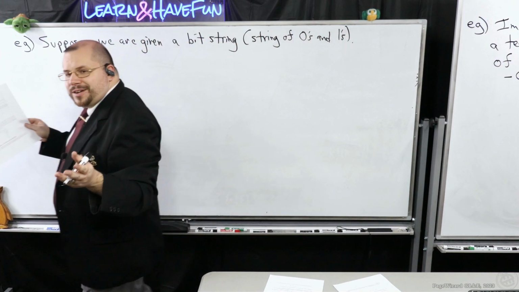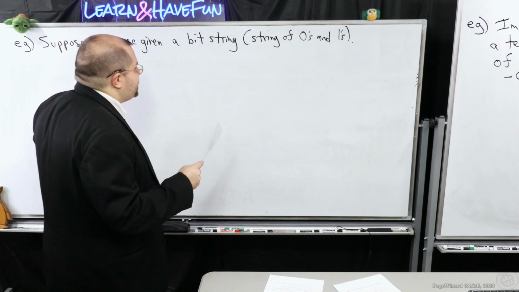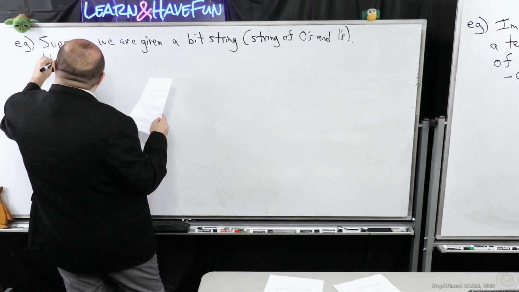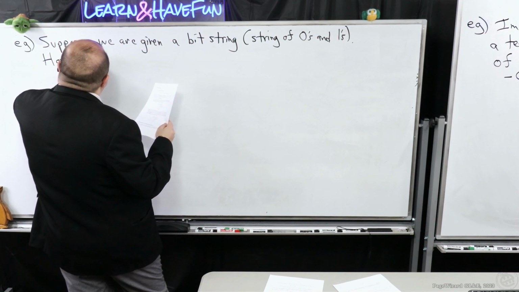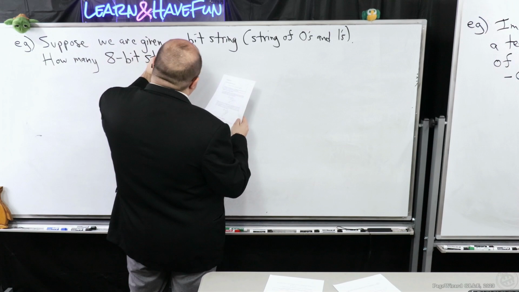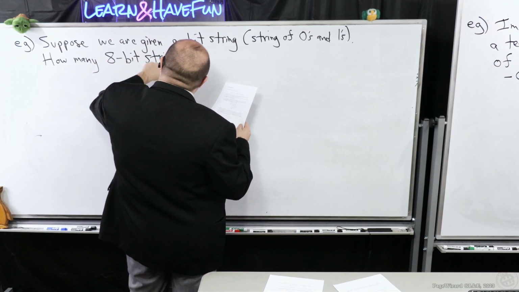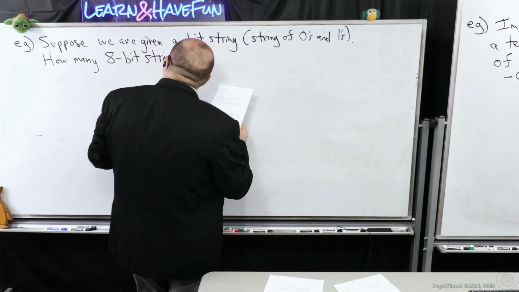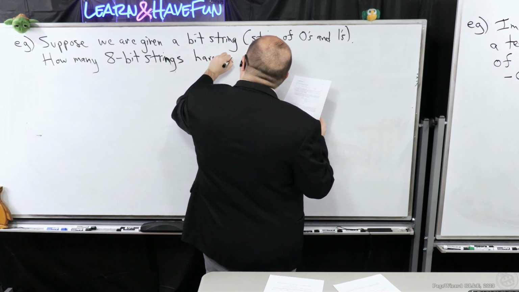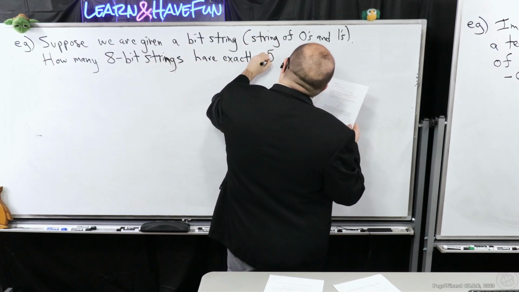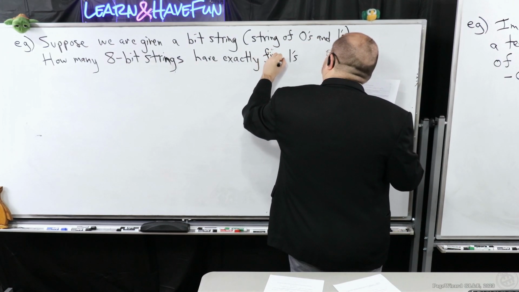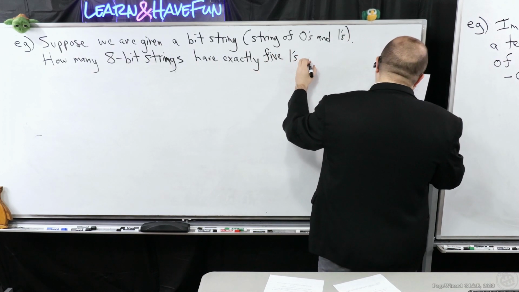So let's ask a question based on how many bits I'm going to use. A bit is just either a 0 or 1. So how many 8-bit strings? I must stress that that is going to be a byte, because we have 8 bits. How many 8-bit strings have exactly 5 ones? I'll write 5 in full. I should be doing that anyways. 5 ones in it.